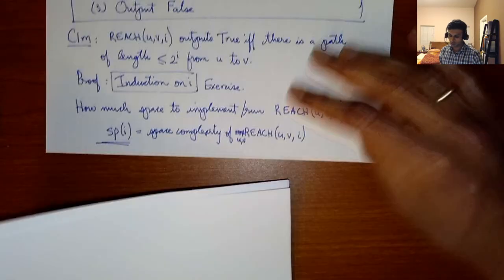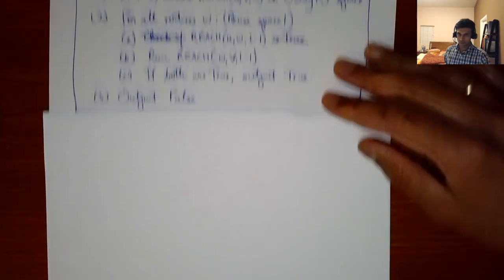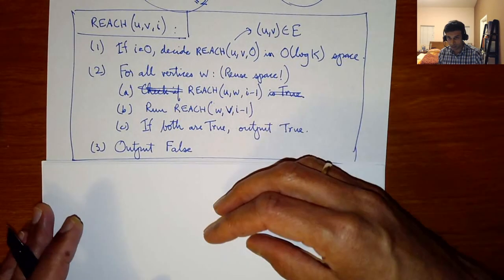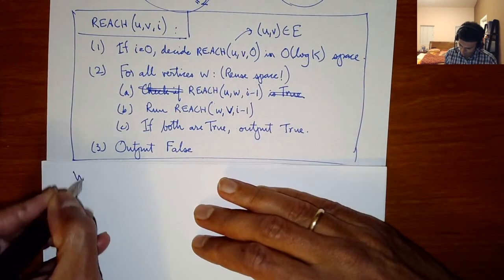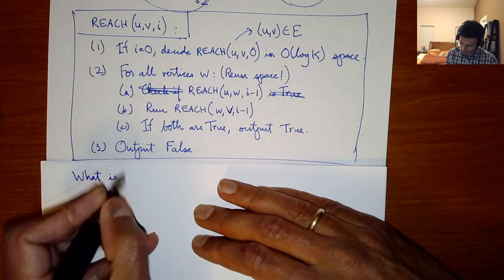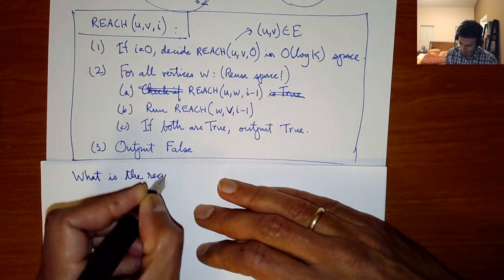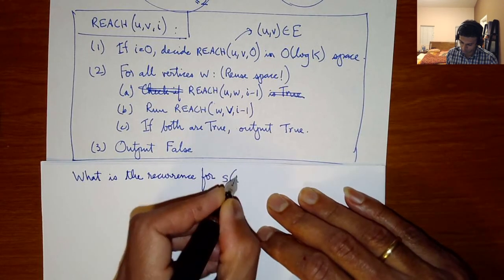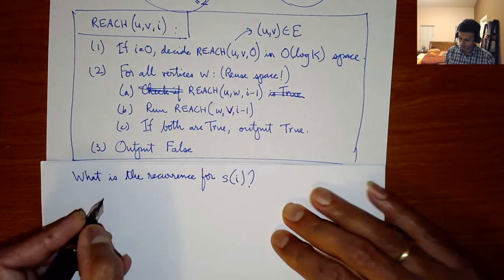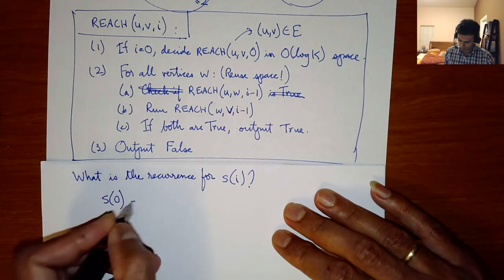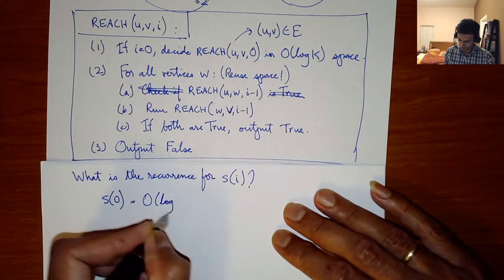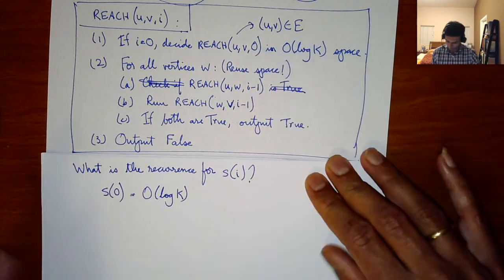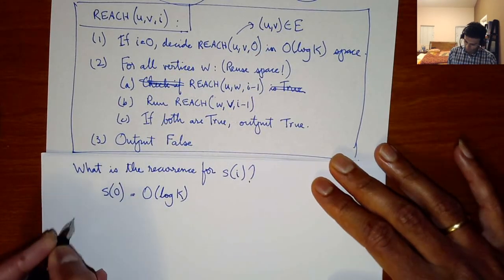Okay, so I'm going to write a recurrence for the space of this procedure. And now let me ask you, what is the recurrence for S of I? So note that S of 0 is O of log k. This is just this part here, right? S of 0 is O of log k. So what is the recurrence?